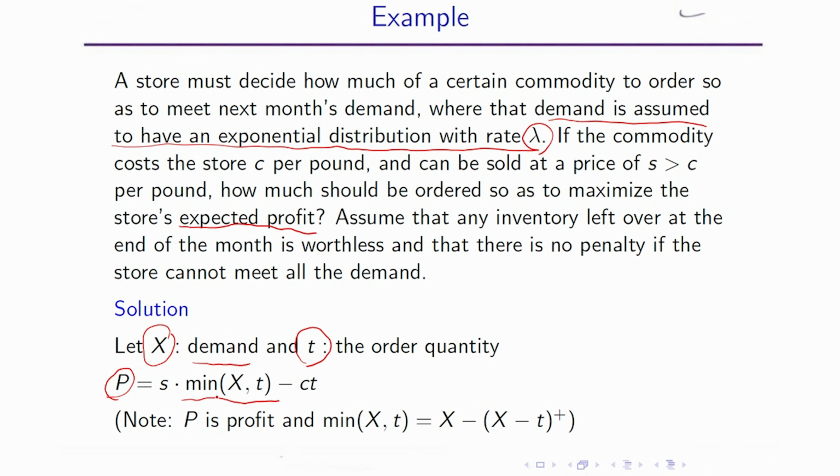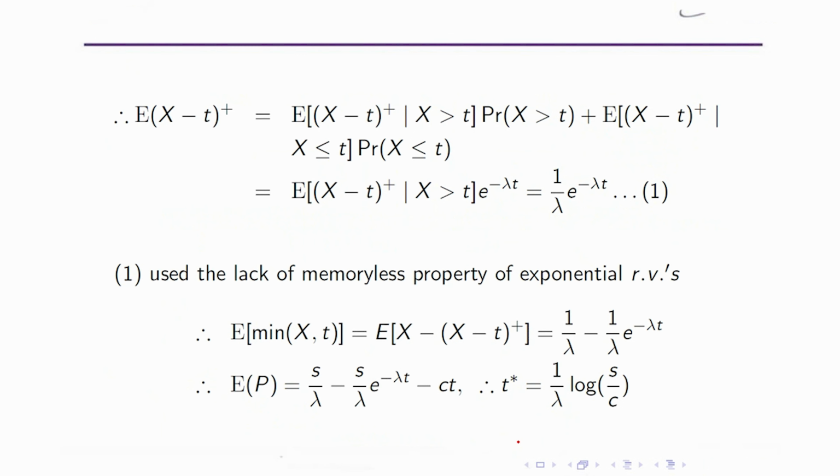Why do we put min(X, T)? Because T is your order quantity and X is the demand, and we can only sell the commodity at the quantity of min(X, T), right? And minus CT. So CT is basically your cost. And recall that min(X, T) has an equality like this: min(X, T) can be written as X minus (X minus T)+.